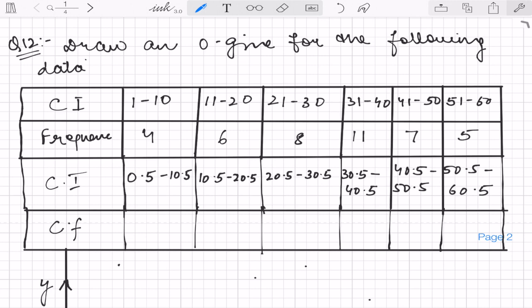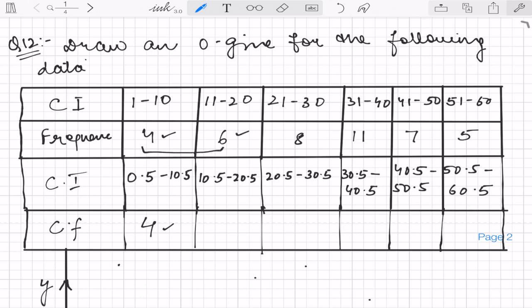Now, the next column is the cumulative frequency. We need to draw a cumulative frequency, as this also we have studied in class 9, how to get the cumulative frequency. So the first frequency will remain the same. First frequency was 4, so cumulative frequency will also remain 4. Next cumulative frequency we will get by adding the previous frequency. So the next frequency is 6, so we will get the next cumulative frequency by adding all the previous frequencies.